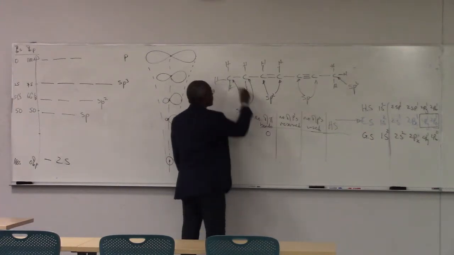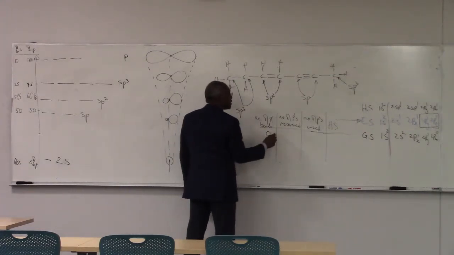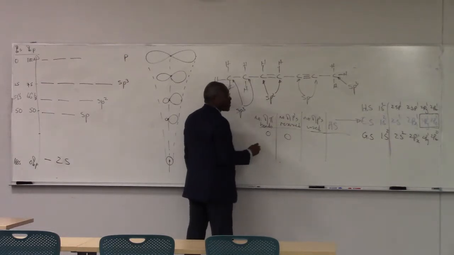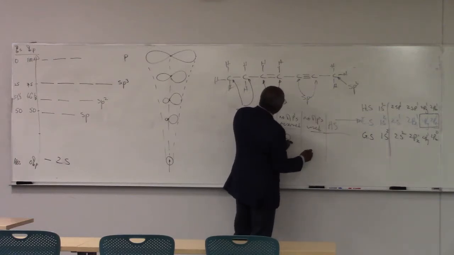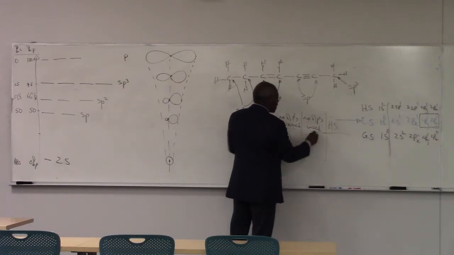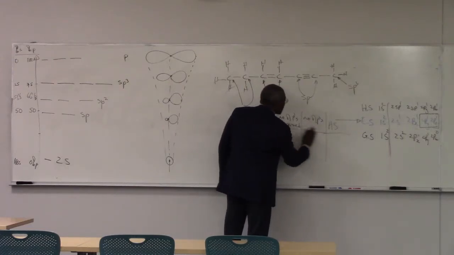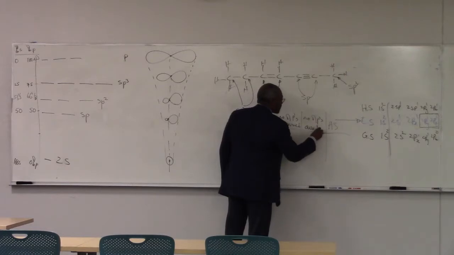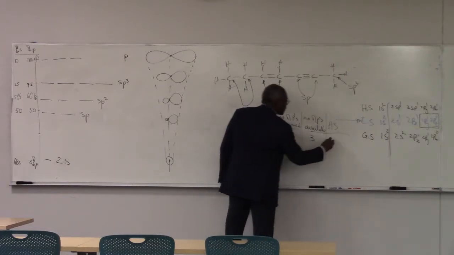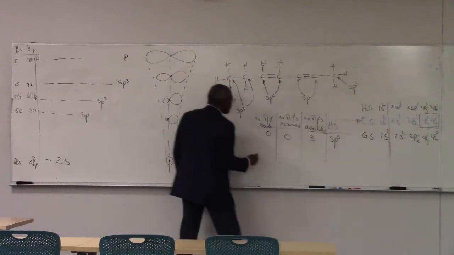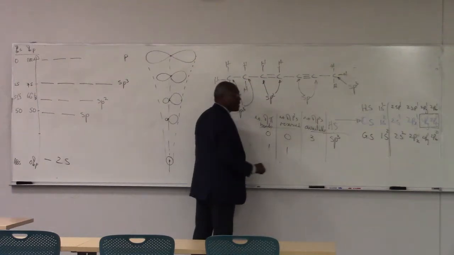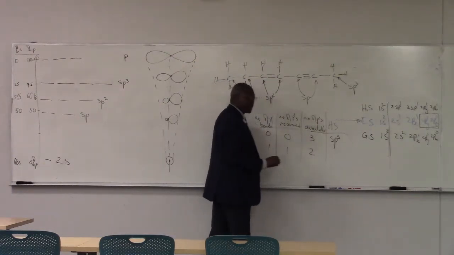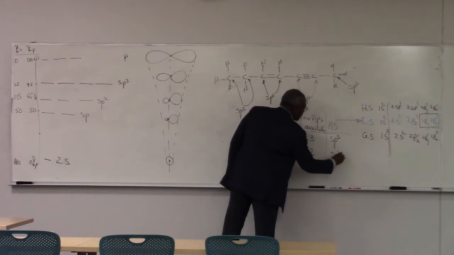Number of pi bonds it forms? None. How many do I need to reserve? None. No p's reserved. Number of p's available, better word, is 3, so I'm going to be sp3. If I am forming one pi bond, I'm going to reserve one p. There'll be 2 available, so I'll be sp2.